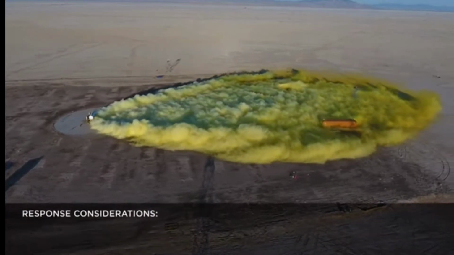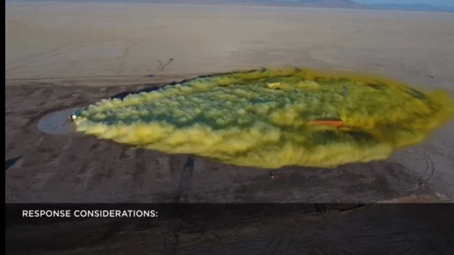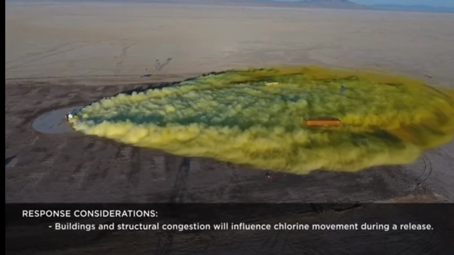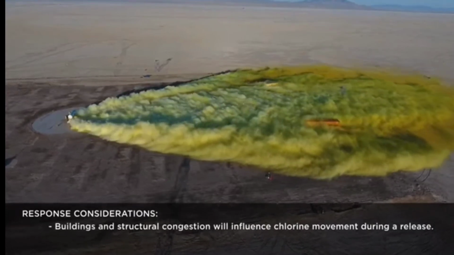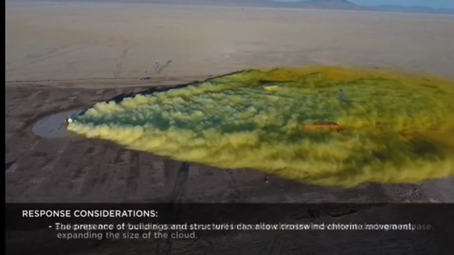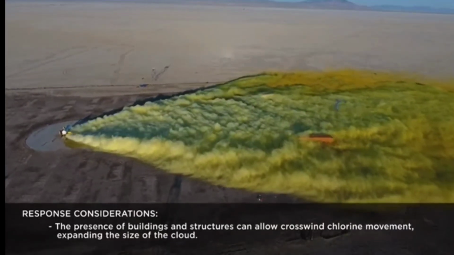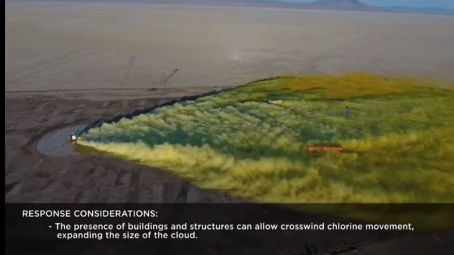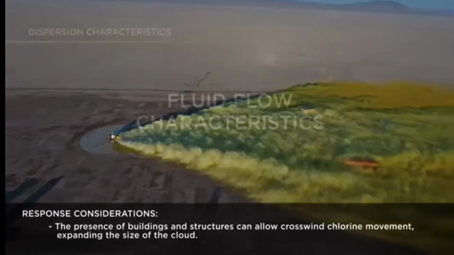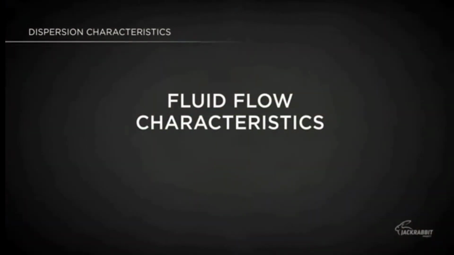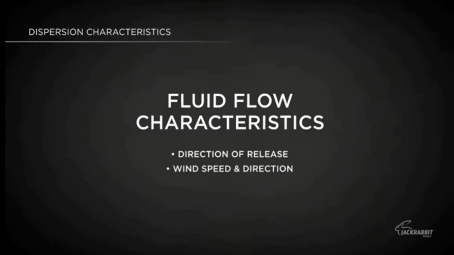The response consideration takeaways from this example are: buildings and structural congestion will influence chlorine movement during a release, and the presence of buildings and structures can allow crosswind chlorine movement, expanding the size of the cloud. Three factors that influence a chlorine cloud's flow are the direction of the release, wind speed and direction, and gravity.